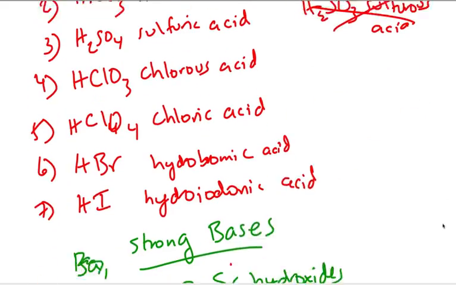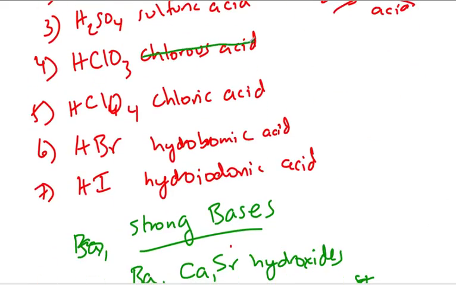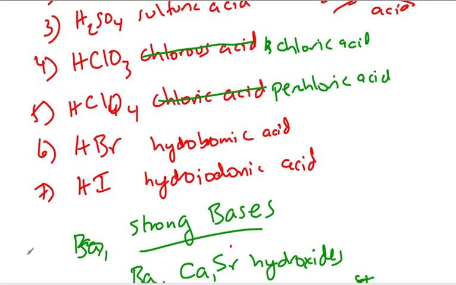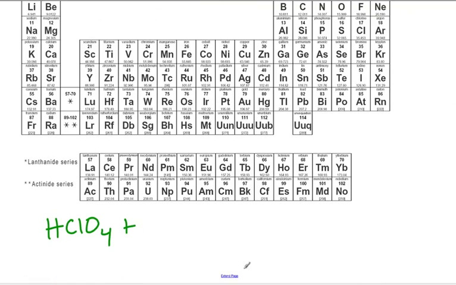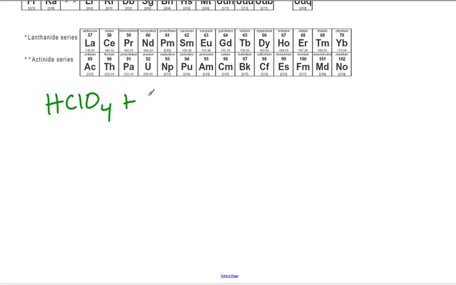Notice what just happened there, guys? I made a mistake. This should be chloric acid. See, this happens to the best of us. And this is perchloric acid. Perchloric acid and chloric acid. Anyways, now that we have perchloric acid, let's pick a strong base, Ba(OH)2. So perchloric acid and barium hydroxide.